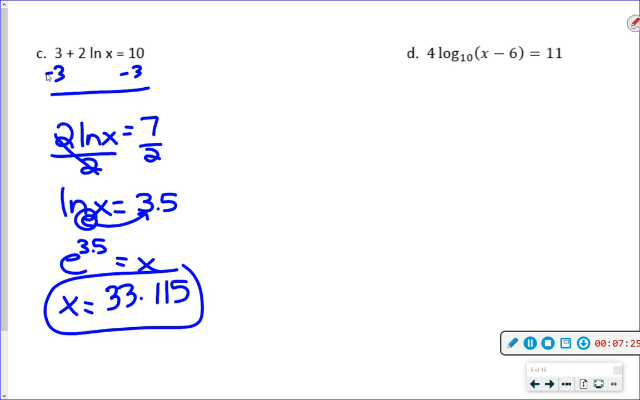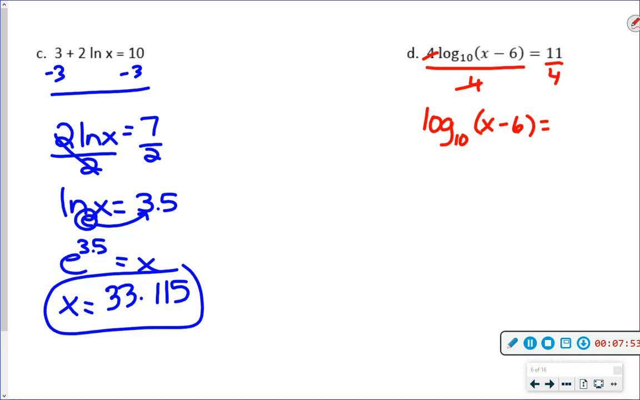Okay, you might be looking at this. Same thing, nothing too crazy. First off, of course, I'm going to get the log by itself, so I'm going to divide off the 4. You could put the 4 on as an exponent. I have had kids in the past that want to make it x minus 6 to the 4th power. You can do that, but you're going to have to root through it at the end, and it just seems like too much work to me. So I just like to cancel, but that is an option.